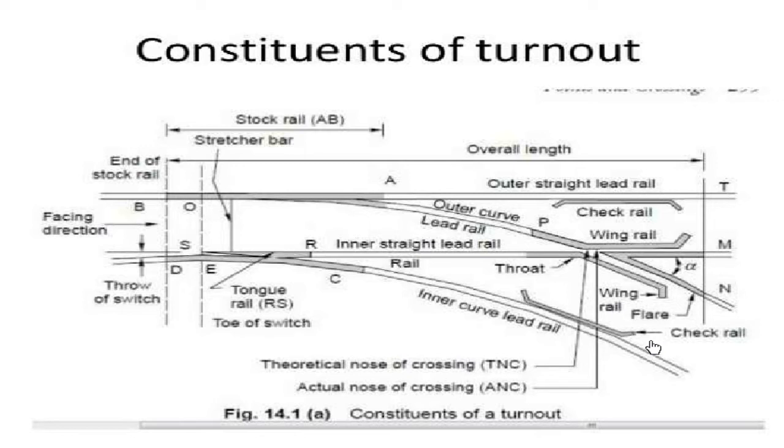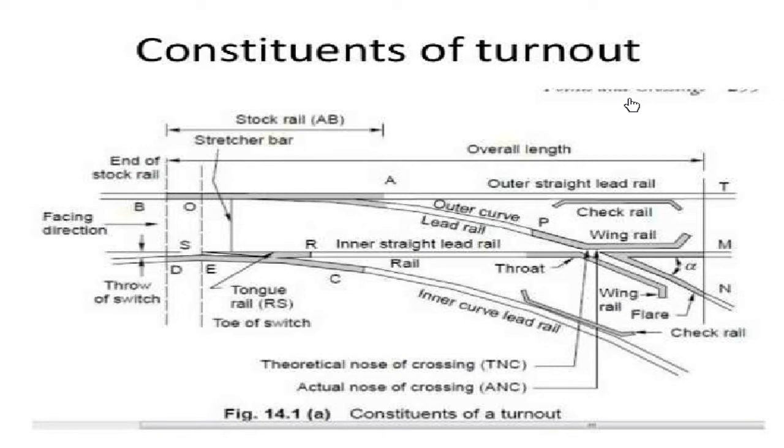So mainly the objective of turnout is to provide facilities for the safe movement of trains in either direction. Here it is a right hand turnout, for diverting the train to the right side. Sometimes the train has to get diverted to the left side, and then it is called a left hand turnout. So basically it is the provision which is being provided to make the movement of trains safe.